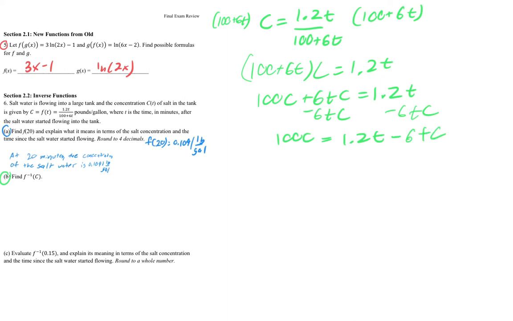So now what we want to do is factor out our t value. And that's going to leave us with 100c is equal to t times 1.2 minus 6c. So we want to solve for t. So we know that t is equal to, divide both sides by 1.2 minus 6c.